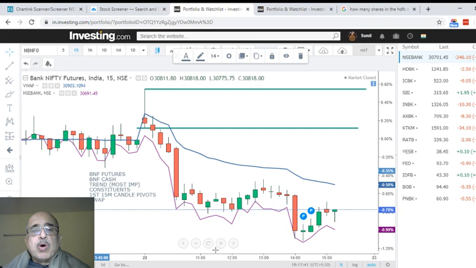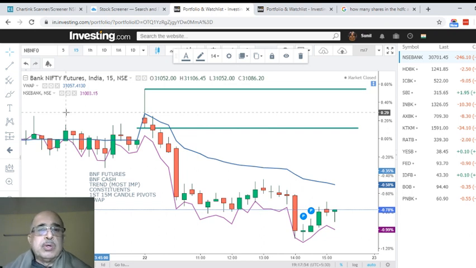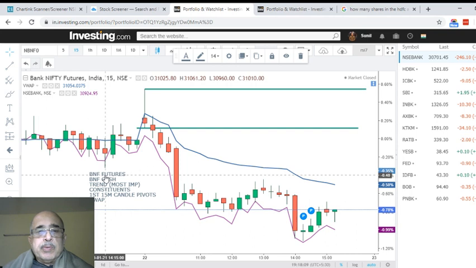So what we should do on the charts is set up the Bank Nifty futures. This is the Bank Nifty futures symbol on investing.com. I don't know what symbol is there on the tool that you use. So Bank Nifty futures is to be set up. You also set up the Bank Nifty cash as a comparison tool, and you set up the VWAP. So you have the Bank Nifty futures, you have the Bank Nifty cash.